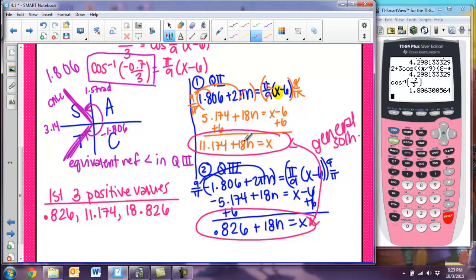Okay, and so again, you have two equations for your general solutions, and if they asked you for positive values, then you're just going to plug in. If one was negative, just plug in another value until you get the first 3 positive answers. Okay, and so again, this is all just algebra. So let's go ahead and try one more.